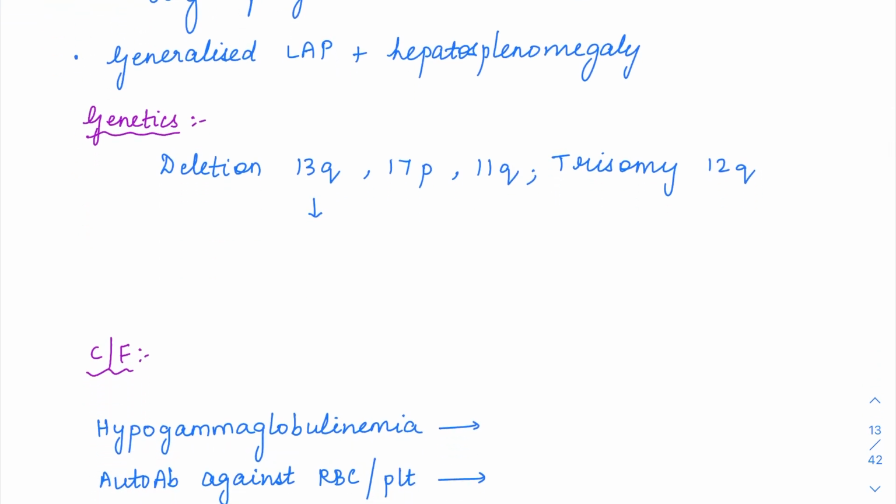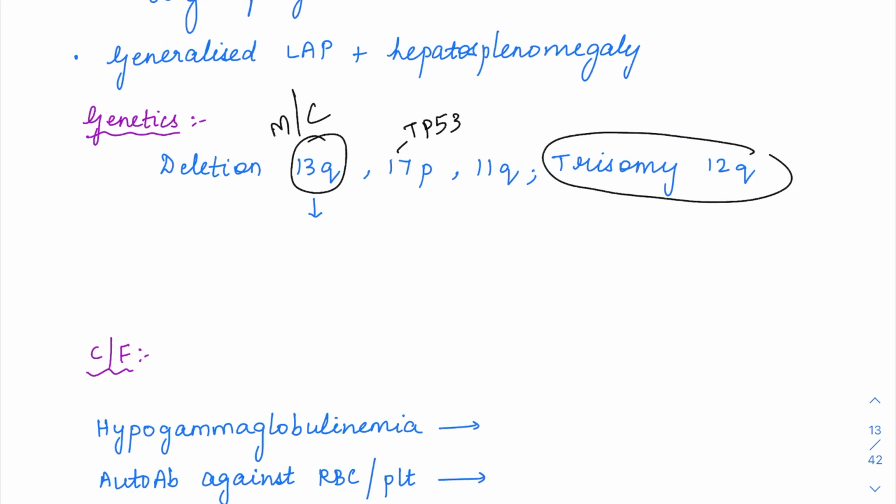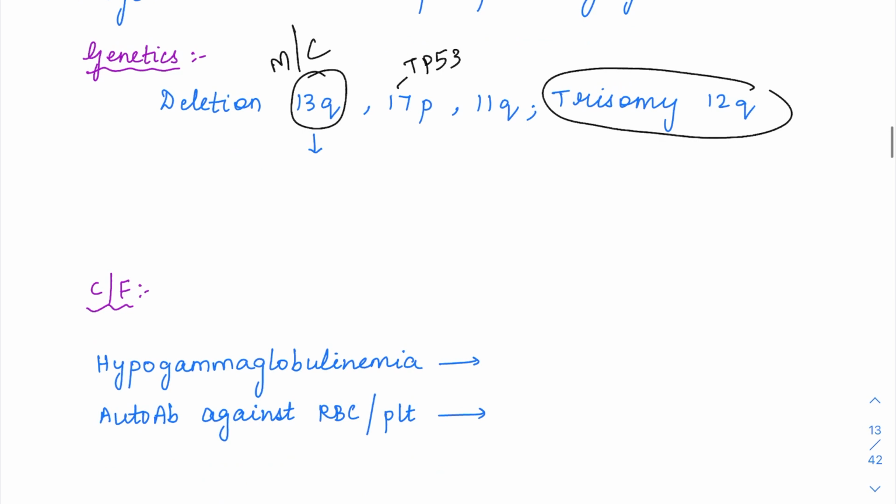Okay, so the genetics involved in CLL will be deletion 13q, which is the most common. Apart from that, you are going to have chromosome 17p deletion, in which TP53 is there, right? So TP53 is going to be deleted here. Then 11q deletion, then trisomy 12. All of these are specific deletions, so you'll have to remember. So deletion 13q, 17p and 11q, then trisomy 12.